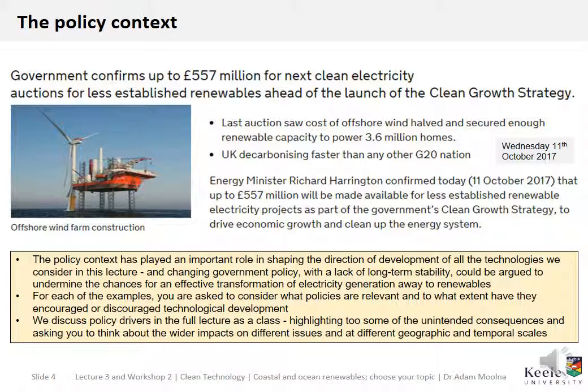The policy context has played an important role in shaping the direction of development of all the technologies we consider in this lecture, and change of government policy, with a lack of long-term stability, could be argued to undermine the chances for an effective transformation of electricity generation away to renewables. For each of the examples, you are asked to consider what policies are relevant and to what extent they have encouraged or discouraged technological development. We discuss policy drivers in the full lecture as a class, highlighting too some of the unintended consequences and asking you to think about the wider impacts on different issues and at different geographic and temporal scales.